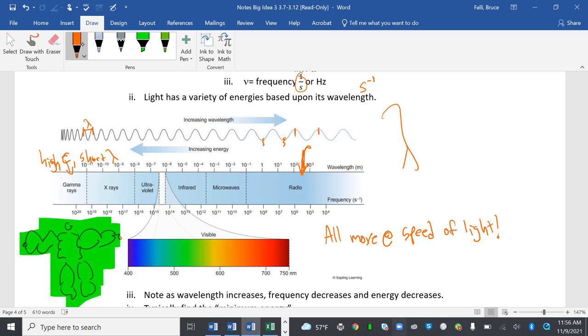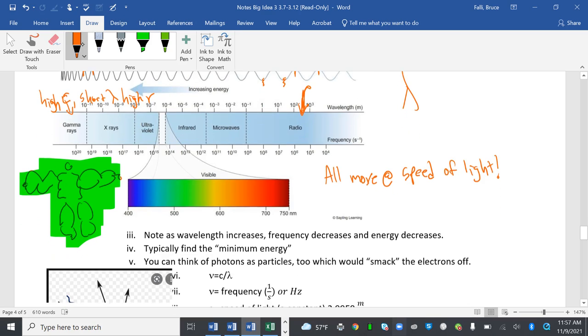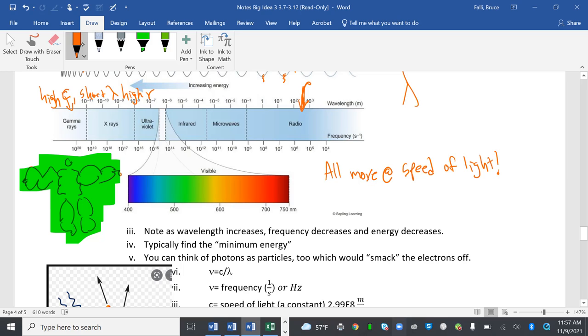and high frequency. And frequency is the Greek letter nu. Note, as wavelength increases, frequency decreases, and energy decreases, which is basically what my whole Hulk thing says.